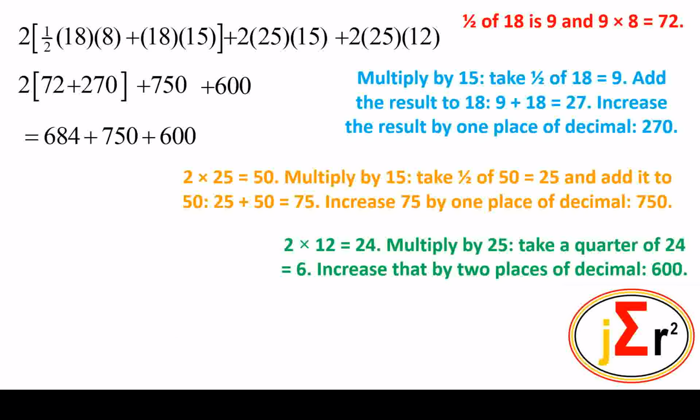Then, of course, we'll add those results together. Do not forget that we need to multiply whatever we have here by 2, and then the rest is history. Our final result is 2,034 square meters, or if you prefer, meters squared.